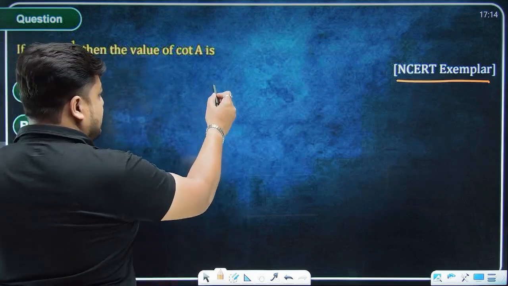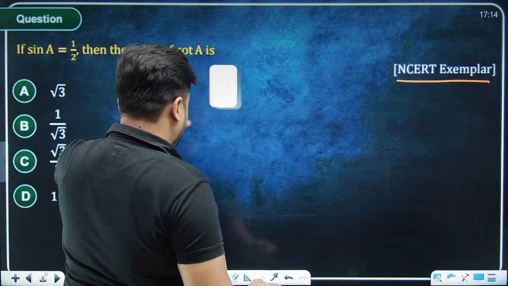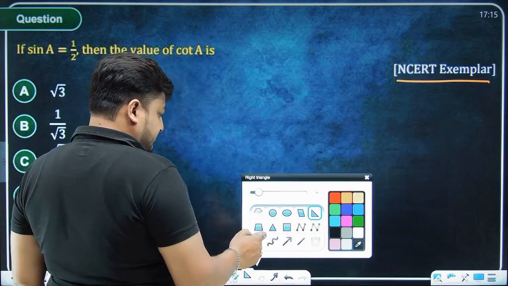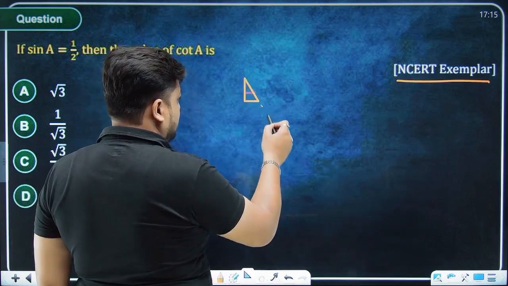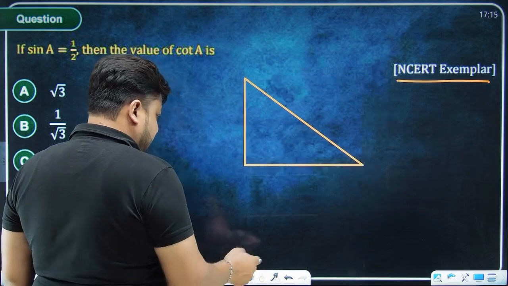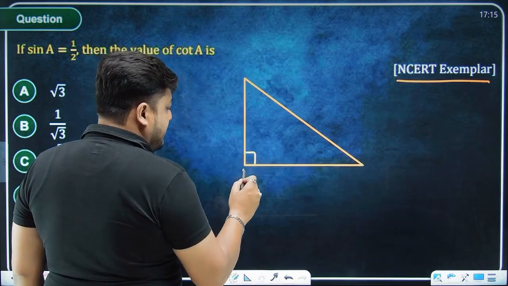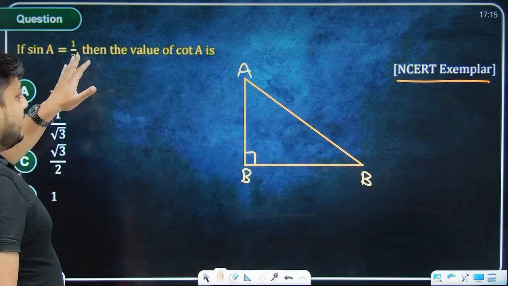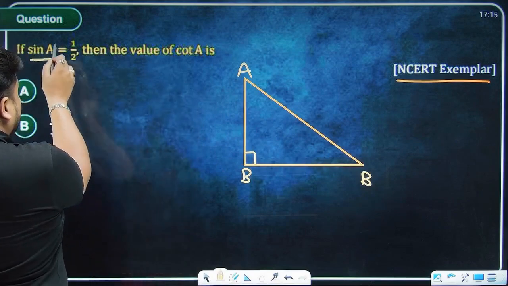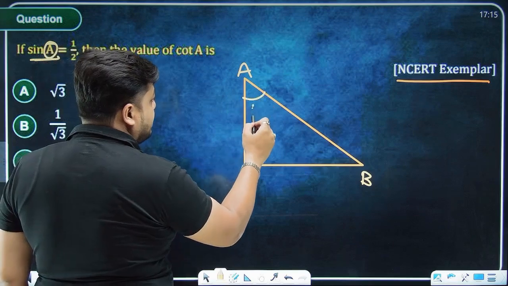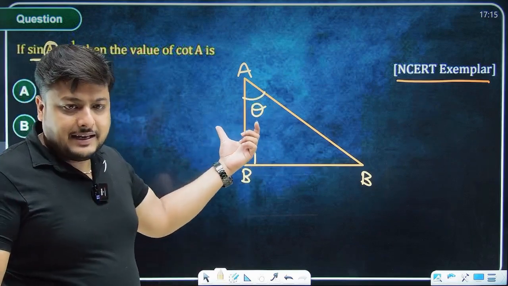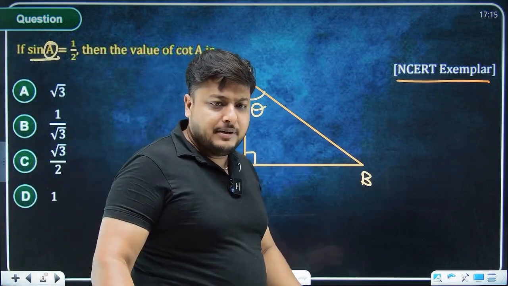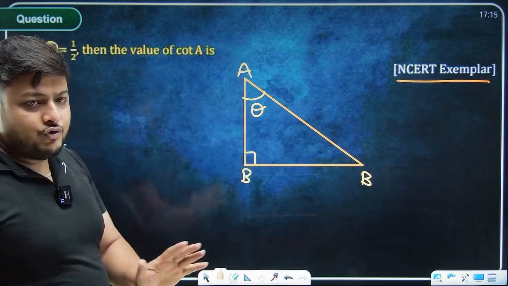Okay, so let's see. First of all, we have to draw a beautiful triangle. So this is our triangle. Let's suppose here it is B, and this is the right triangle with A and B. So here it is sine A, right? Sine A. So we have to take the considered angle at A only. So our theta is at A here. Now we have to find out cot A. Very simple. Don't worry. I will teach you how to find out.